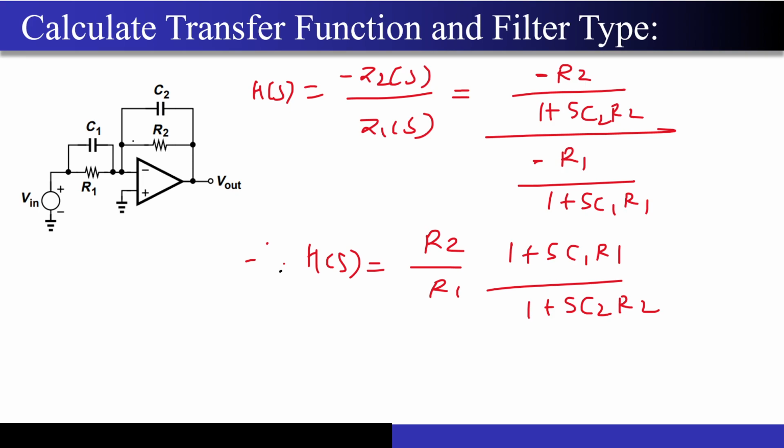Now when you try to calculate the actual transfer function, you have to take the parallel combination of this and the parallel combination of this. What is the parallel combination of this? Minus R2 upon 1 plus SC2 R2. Parallel combination of this is nothing but R1 upon 1 plus SC1 R1. So now what will be the final response that we will be getting? It will be this. Let's do the sanity check.